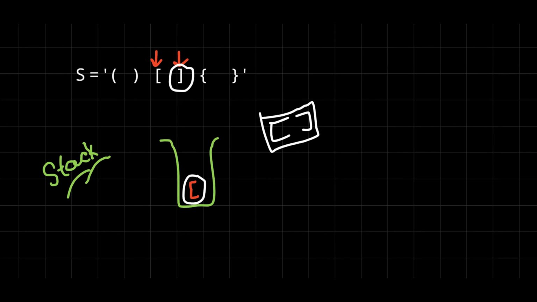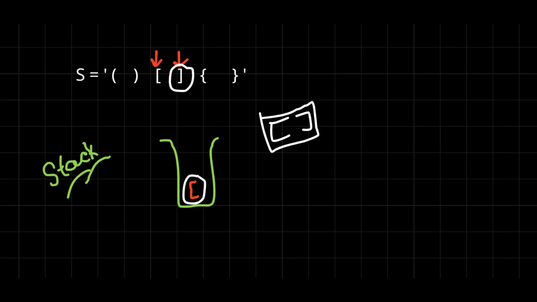Now we are at the fifth character, which is an opening second bracket. As it is an opening bracket, we have to insert it into the stack. And after that, the final character is a closing third bracket.